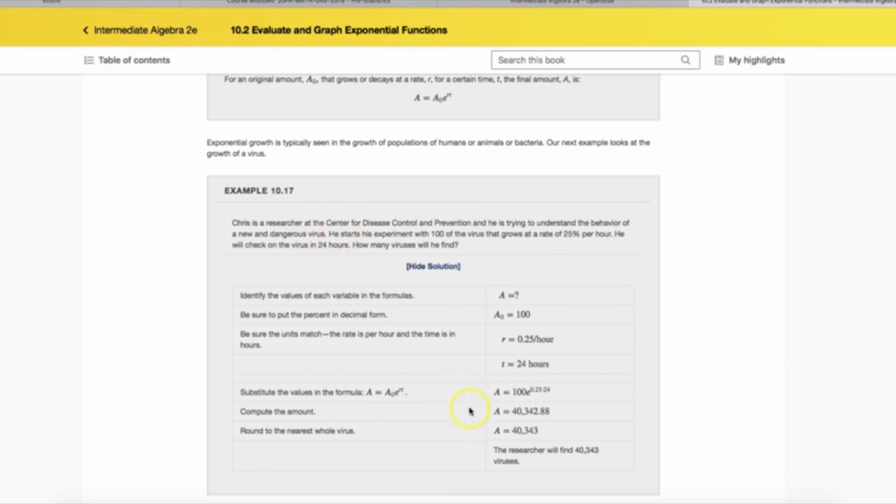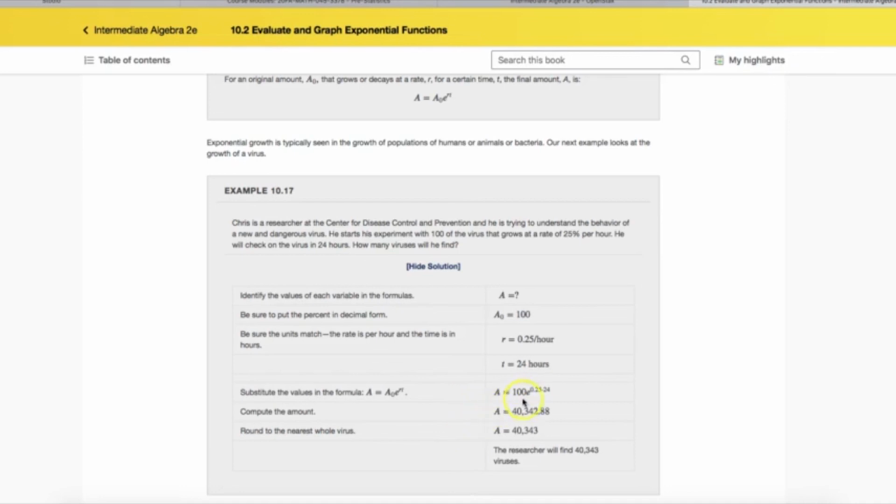Now, of course, in the real world, things happen. Like you might have some of them die. The viruses aren't quite alive, but we're just going to say they might die, cease functioning essentially. But this is essentially saying how many should he expect to find.